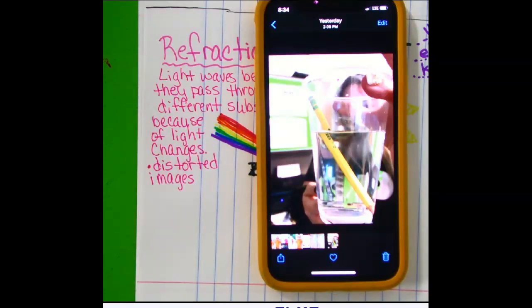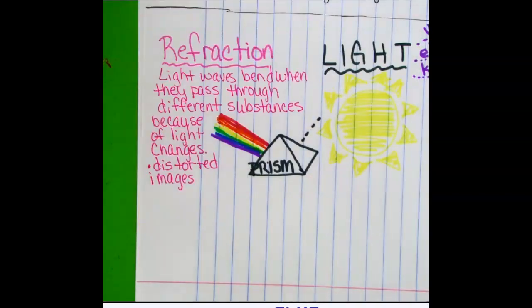It distorts the image, doesn't it? And so when you use a magnifying glass, it sometimes makes images a little bit bigger. That's refraction, which distorts the image. I will give you a minute to finish writing this down.